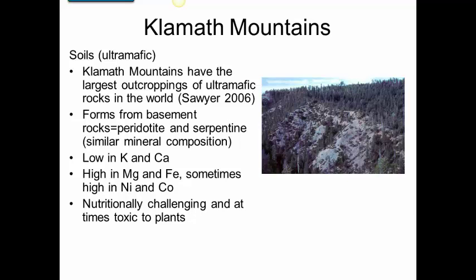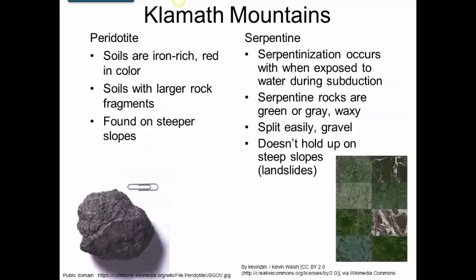These basement rocks are also sometimes high in metals such as nickel and cobalt, which can be toxic to plants. So as a result, these rocks generate soils that are uniquely challenging to plants, because in some cases they're lacking the nutrients that plants require, and in some cases the metals are so high that they're toxic to plants. Let's take a closer look at these two basement rocks, peridotite and serpentine.